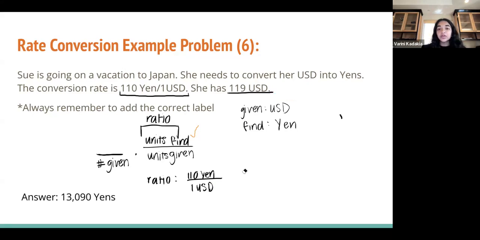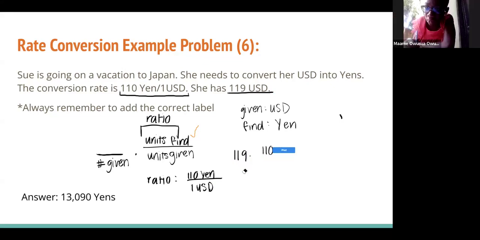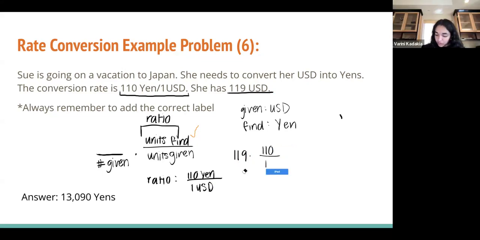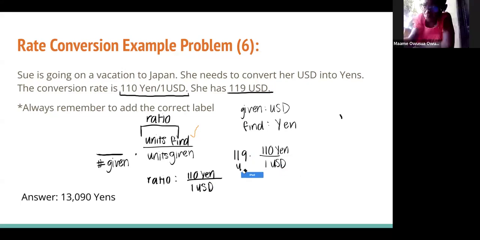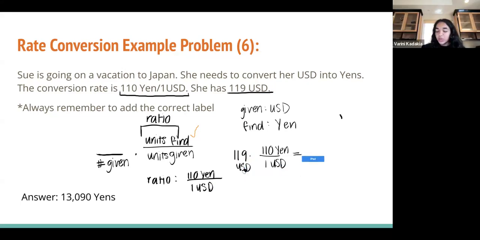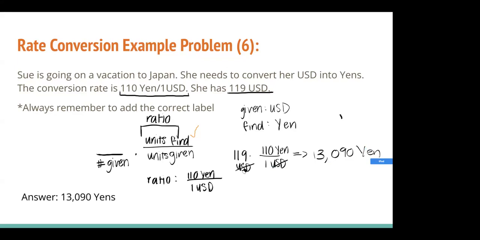So if we want to find the amount of 119 US dollars in yen, we just multiply the ratio by 119 times 110 yen over 1 US dollar. Because if we treat our units like numbers, we can actually cancel these units and we get 13,090 yen. Does that make sense?